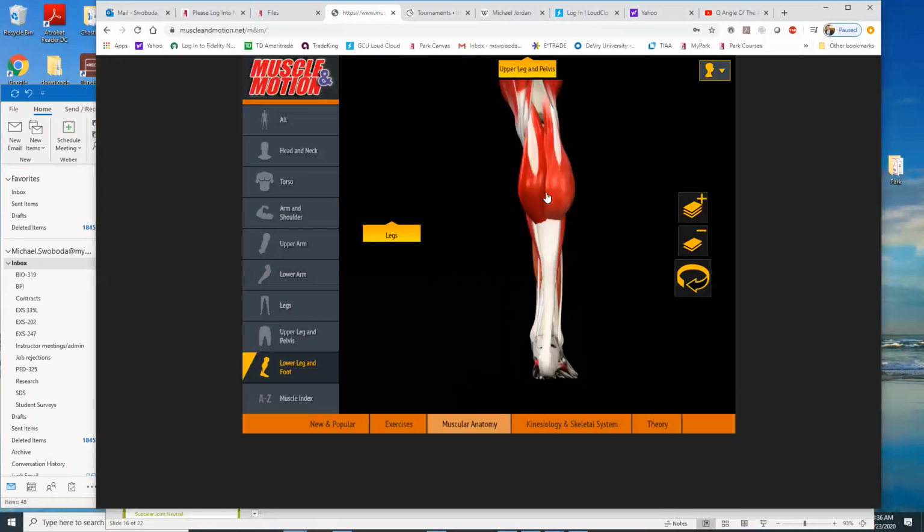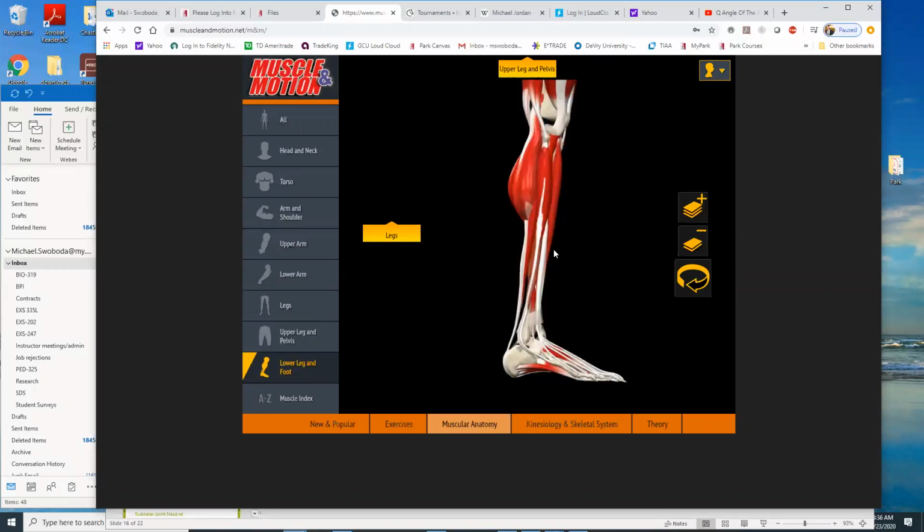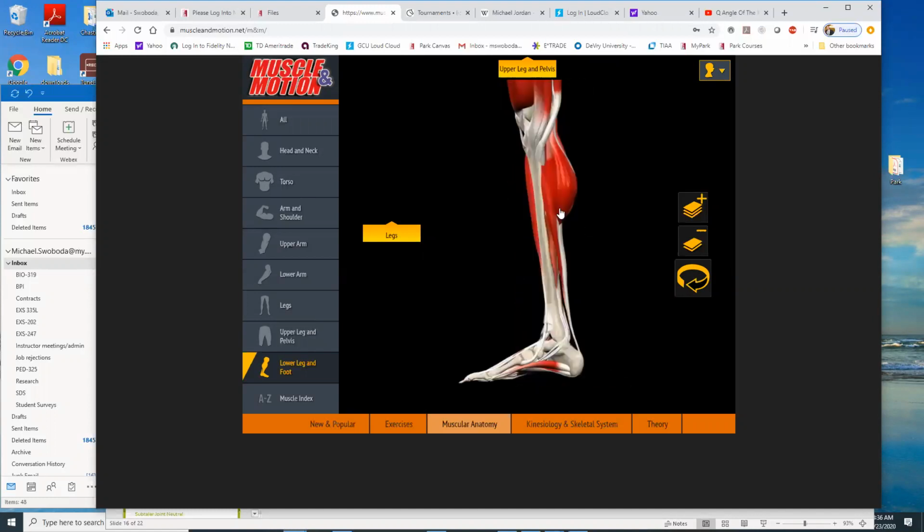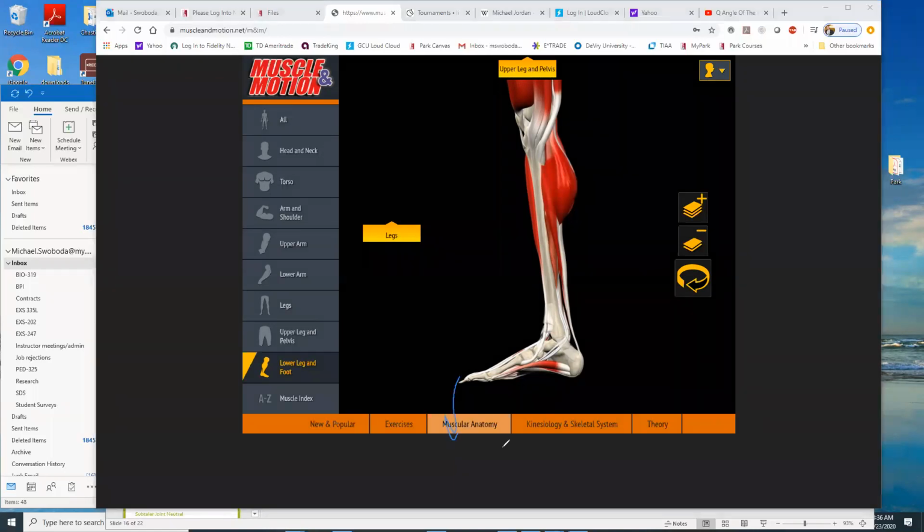If we look here again, gastrocs is superficial, soleus is going to be deep, so it's going to be a little more difficult to see that. But yeah, so there's your soleus, gastrocs. Remember, both of these are going to push your toe down. So they're going to make you go down and bring your heel up. That is called plantar flexion. You're planting the foot down.